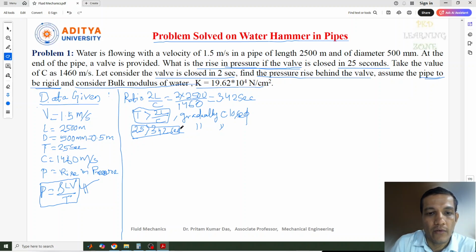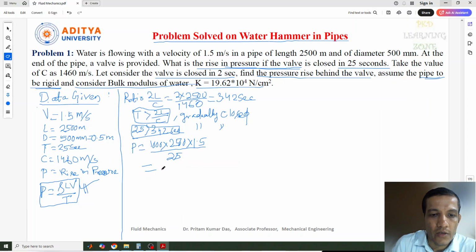If the T value is less than 2L by C, then the valve is closed suddenly, and for that the pressure value will be different. So now we can use this formula, that is P equal to rho LV by T. Rho equal to 1000 and L equal to 2500, and this is V, velocity 1.5 meter per second, divided by T. T is nothing but 25 seconds. So this is the value of pressure.